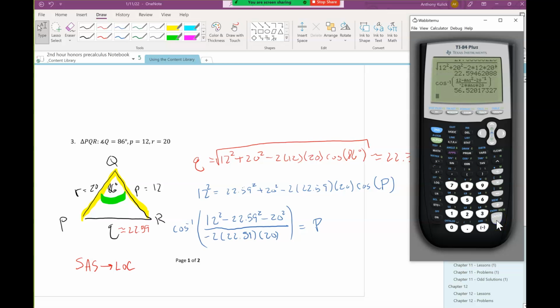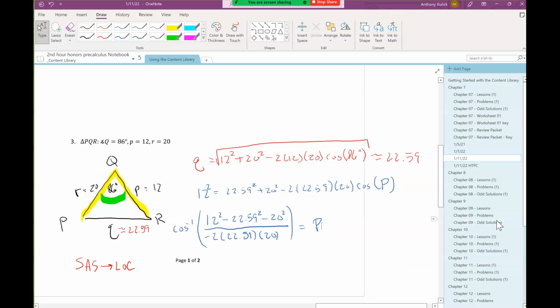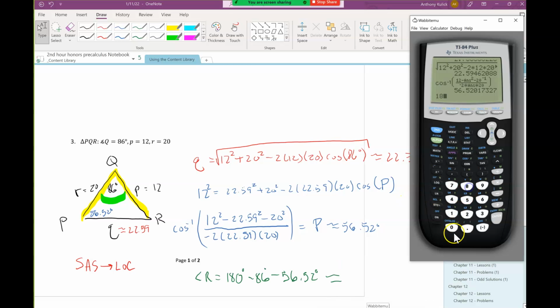So when I do that, I get 56.52. And now that I know two of the three angles, yay, getting the third angle is real easy. So 37.48.